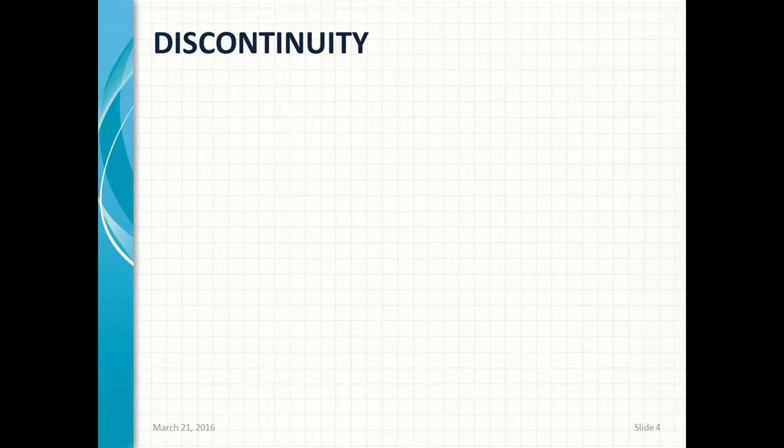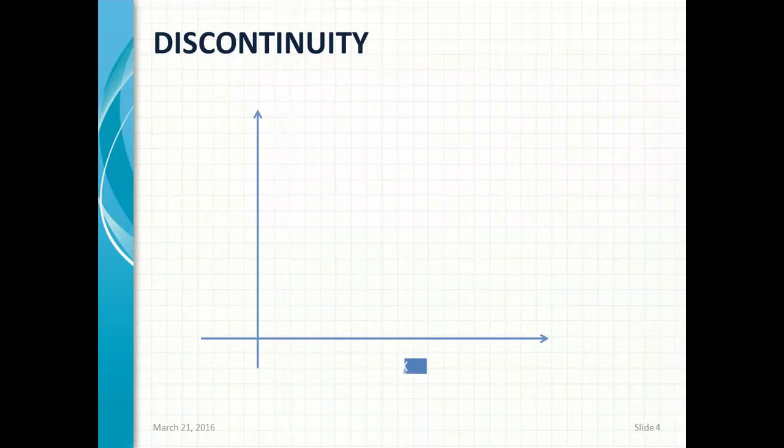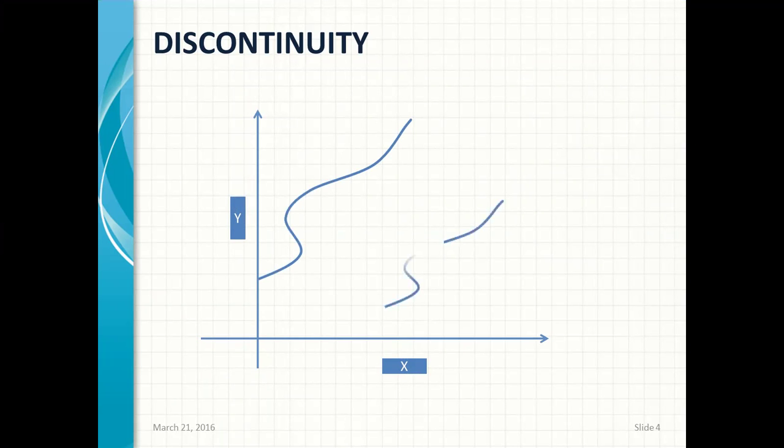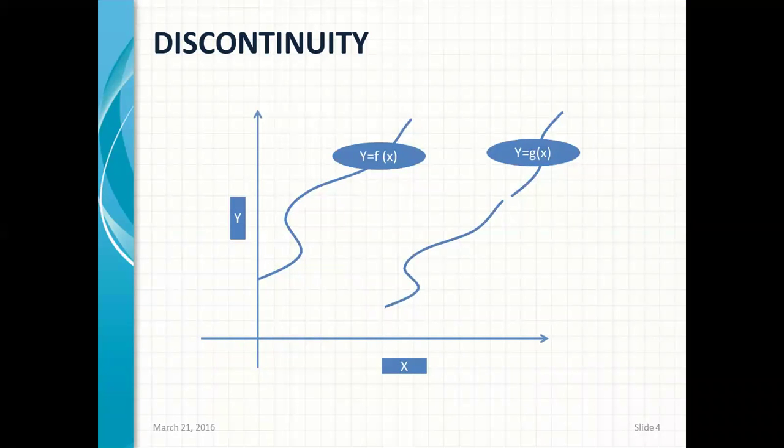Okay guys, so today we will talk about discontinuity. I'm drawing two curves here, say y is equal to f(x) and y is equal to g(x). Now observe that the second curve which I have drawn, y is equal to g(x), has a gap or a hole. But the first curve is continuous.